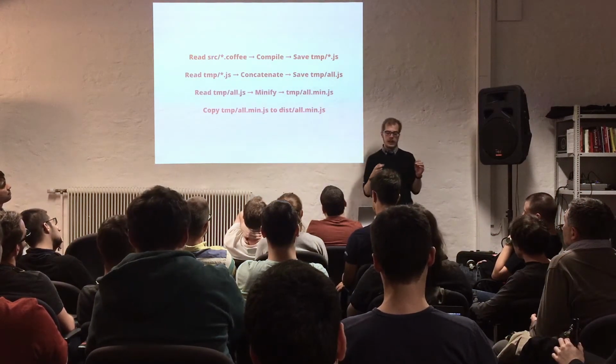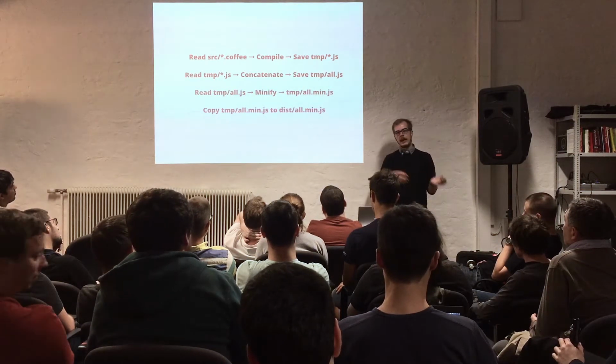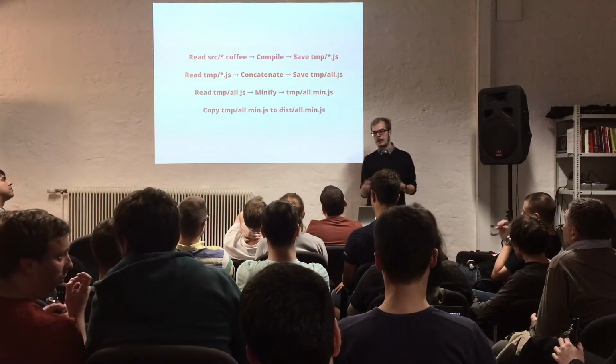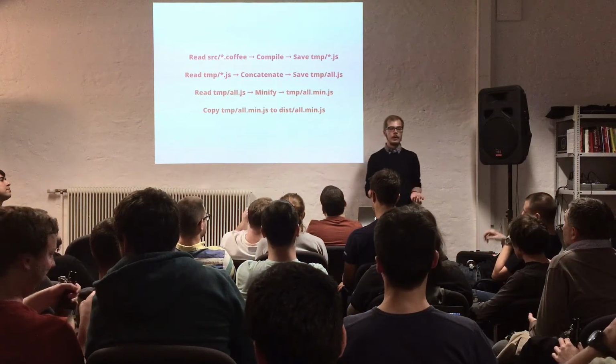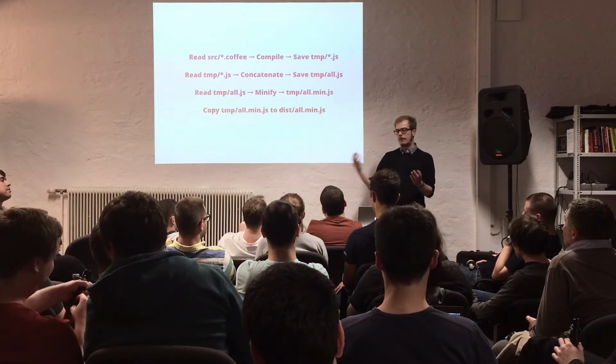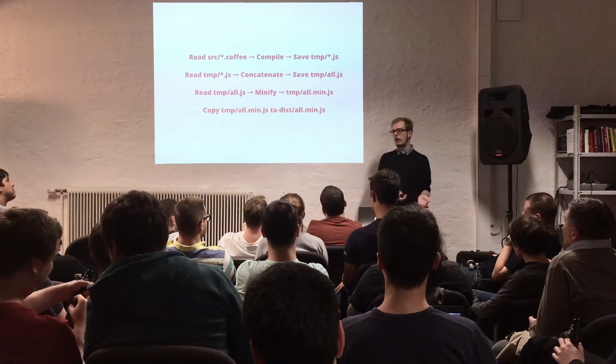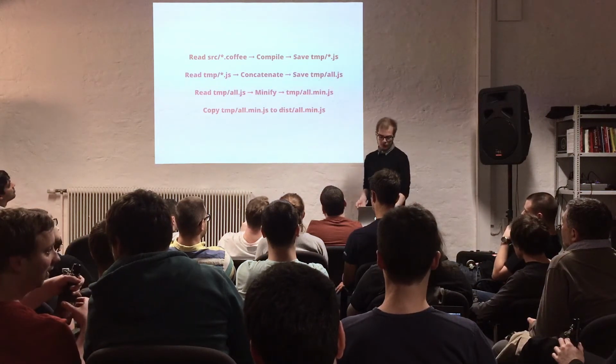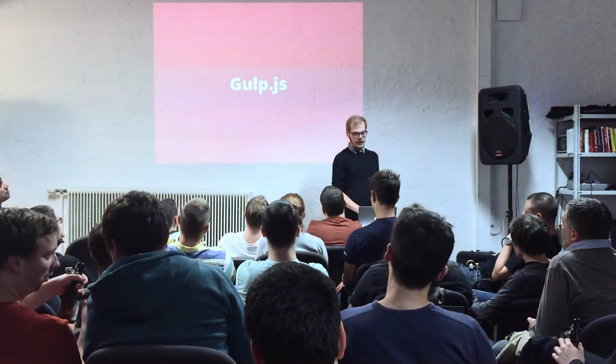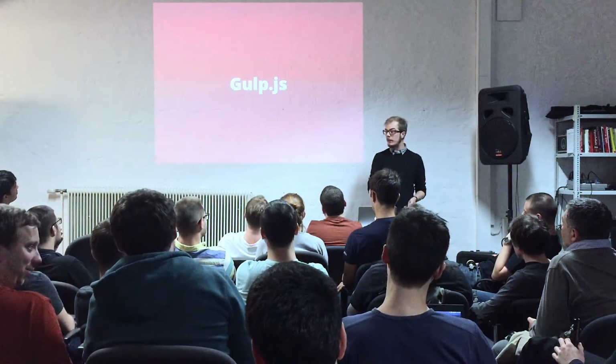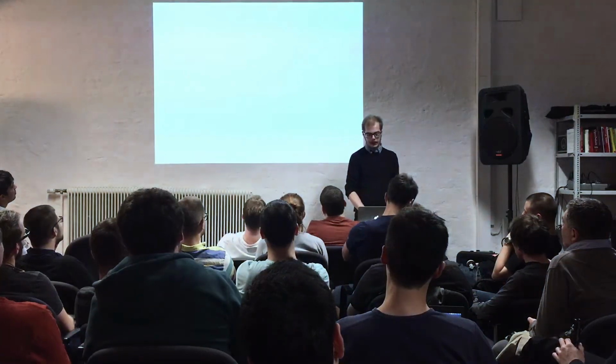Each step invokes reading and writing. That's a lot of overhead, because basically we already have the code in memory. Why do we have to write it to disk and then read it again? That's stupid. So that's where Gulp.js comes in, and how streams allow us to do this more efficiently.